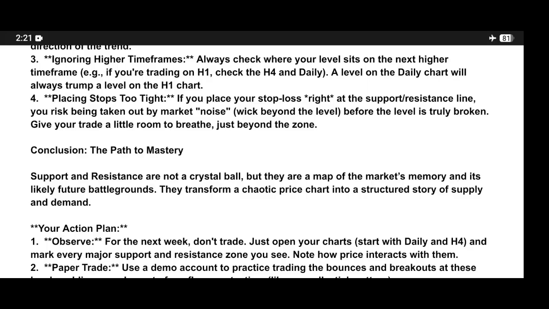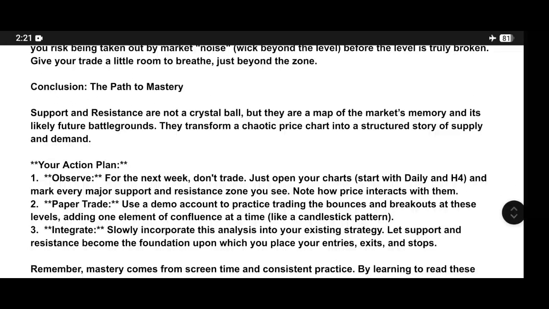Your action plan is this: number one, observe. For the next week, don't trade. Just open your chart. Start with the daily and 4 hour chart and mark every major support and resistance zone you see. Note how price interacts with them. That is the first thing.